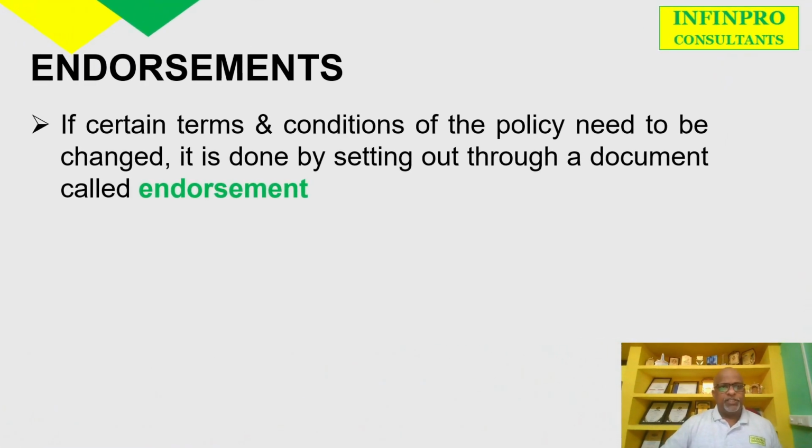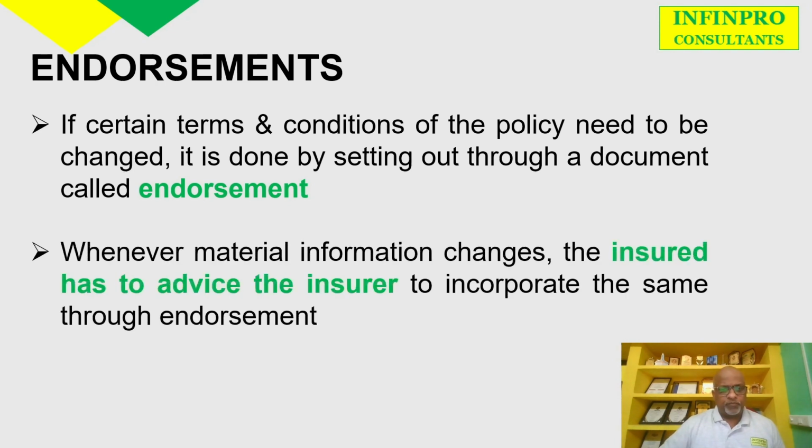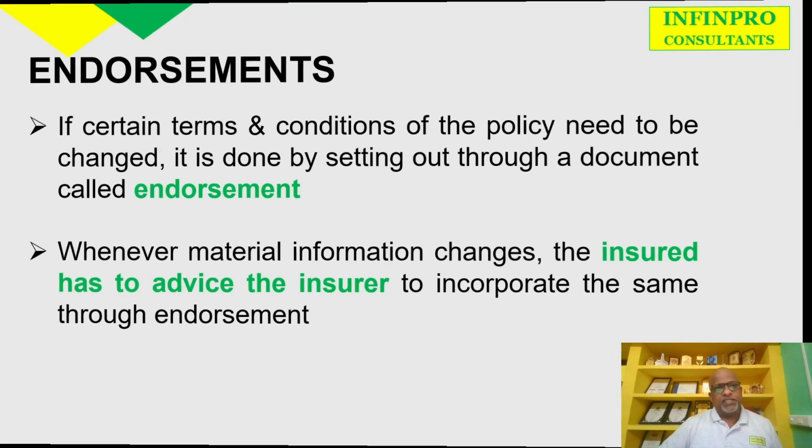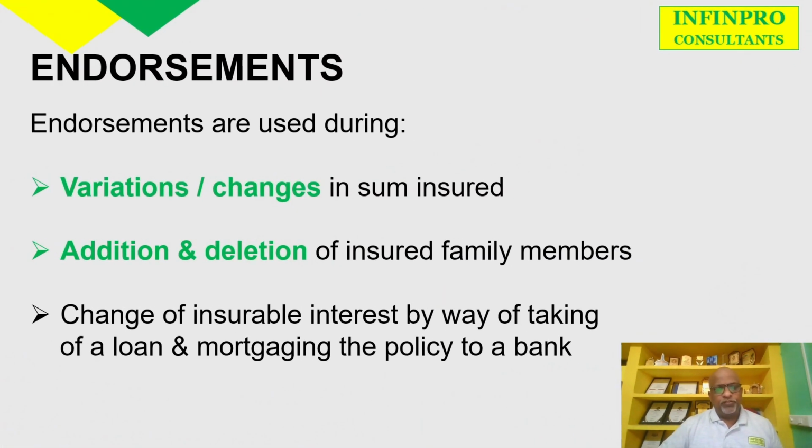Right. So in addition to conditions and warranties, there can also be endorsements if required, which will be done in a policy document. Endorsement is where the insured has to advise the insurer to do the changes. For instance, if there is a family member getting added, or if there is a deletion of a family member from a policy document, it is done as an endorsement. Right. So to give a few more examples: variations, changes in sum insured, addition, deletion of family members, change of insurable interest by way of taking a loan or mortgaging the policy, all this will be coming under endorsements.